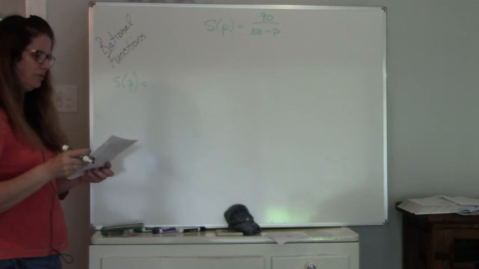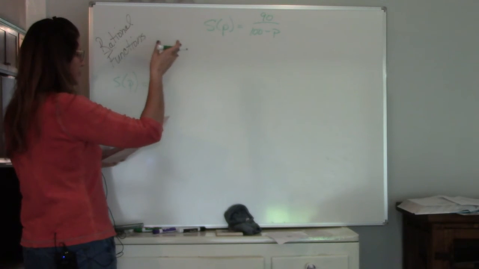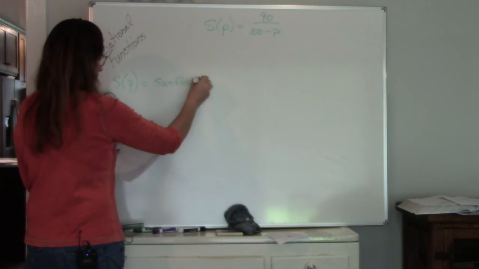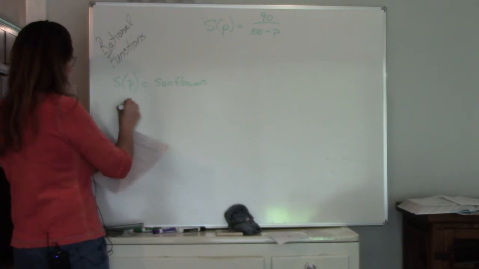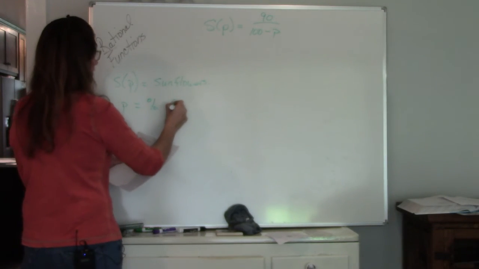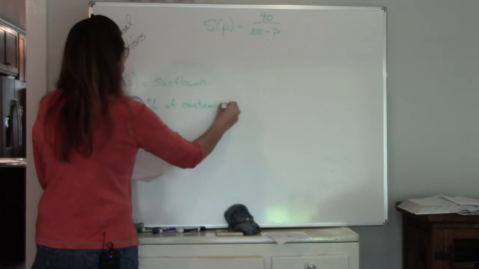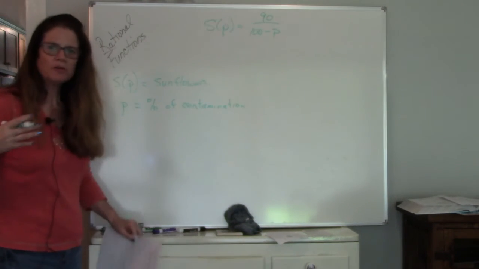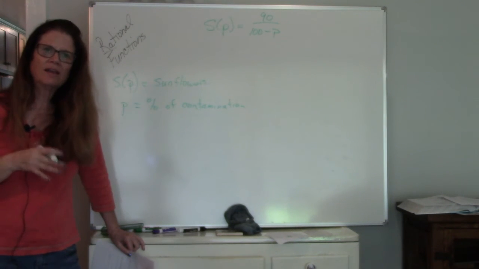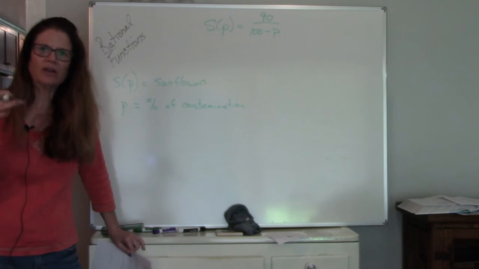The S function is a model that estimates the number of sunflowers needed to remove p%, this is a percent, of contamination. So here's what happens. Farmers can go in and plant certain plants that will draw the contaminants out of the soil. Okay, so that's the scenario of this.